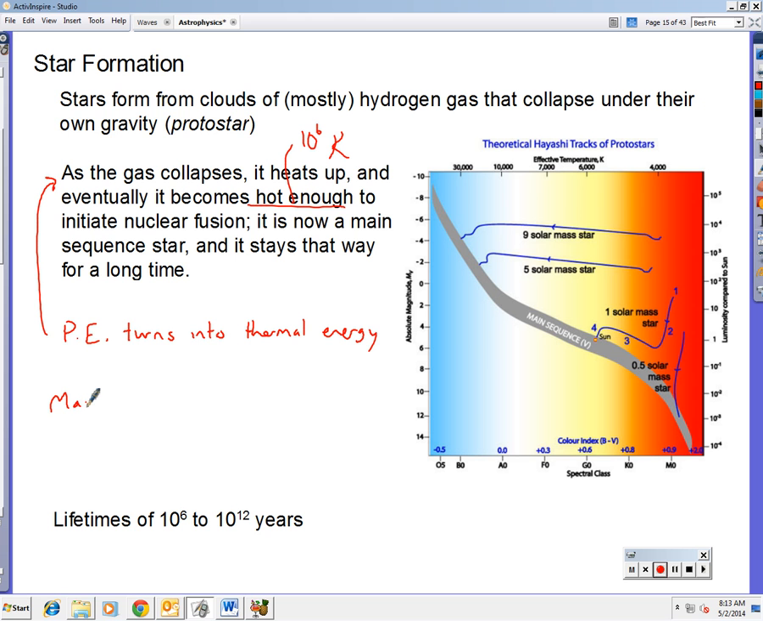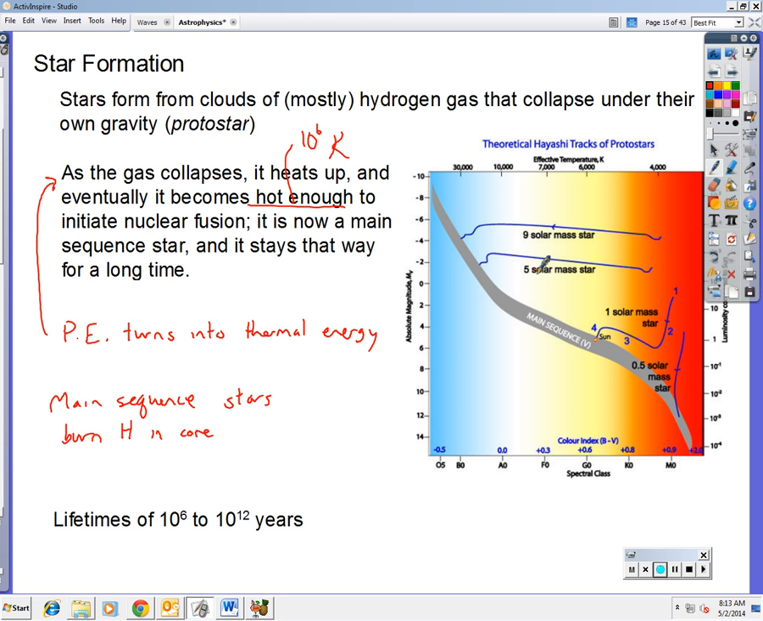So main sequence stars burn hydrogen in the core. And depending on the mass of the star, could have a lifetime of between 1 million and 1 trillion years. You don't need to worry too much about what we call Hayashi tracks, but you should notice that a 9 solar mass star ends up there, 5 solar mass star there, the sun is about in the middle of the main sequence, and very small stars are down in the lower right corner.